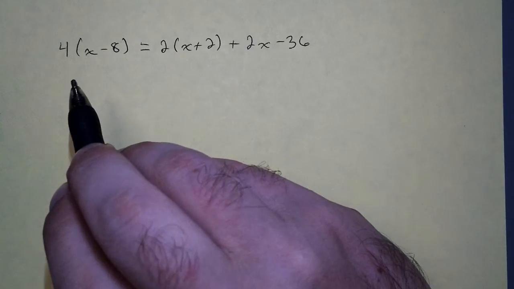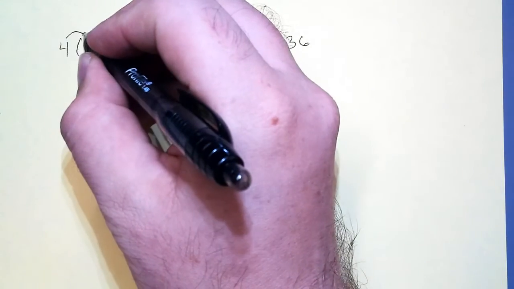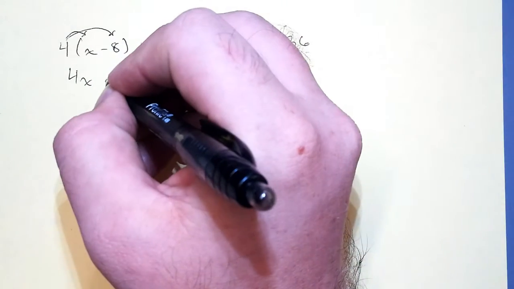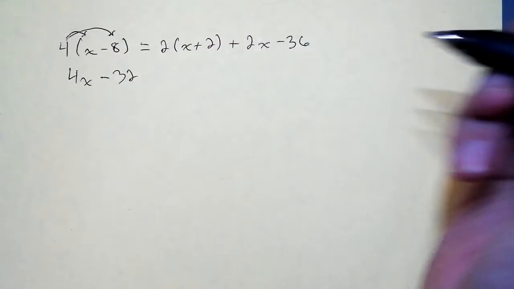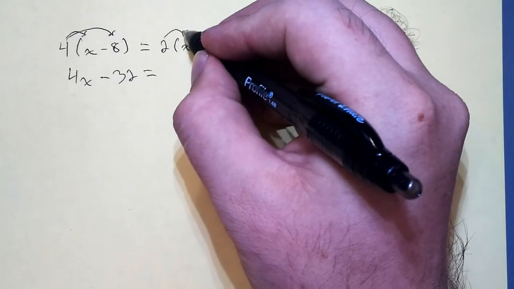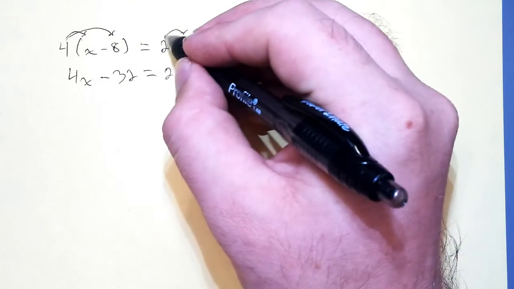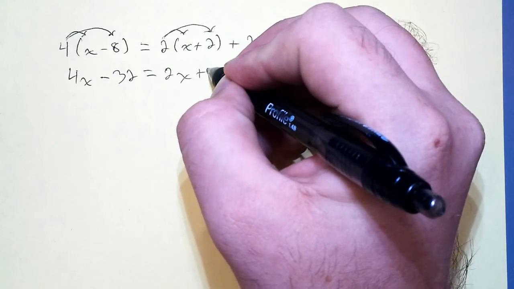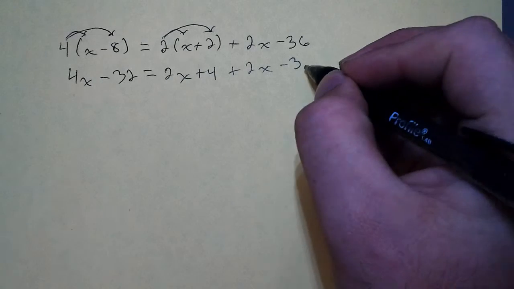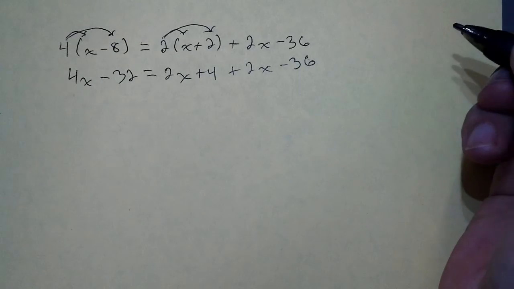Now, we know when we have parentheses, we distribute. 4 times x is 4x. 4 times negative 8 is negative 32. Now on this other side, I have another distribute. 2 times x is 2x. And then 2 times 2 is 4, right? Bring everything else down. Now that we've done distribute, now we're going to combine like terms.